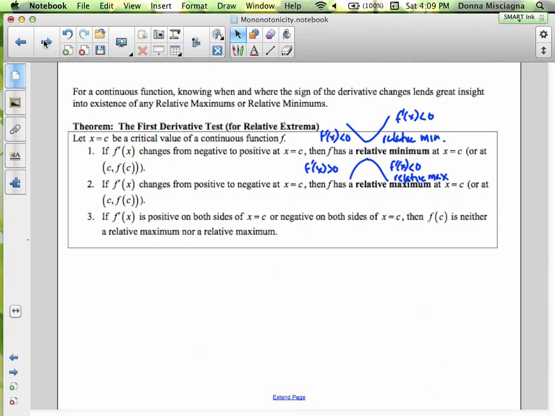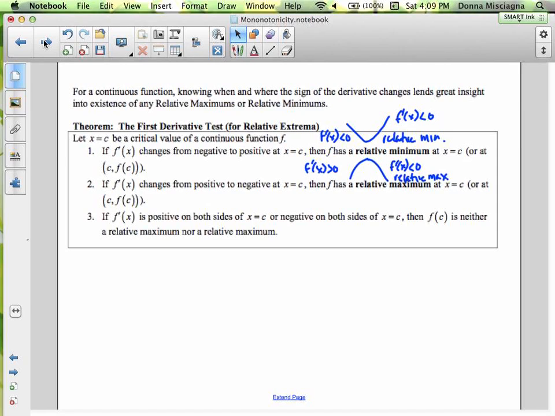All right, so for a continuous function, knowing where the sign of the derivative changes lends great insight into the existence of any relative maximums or relative minimums. The first derivative test for relative extrema: let x equals c be a critical value of a continuous function f. If f prime of x changes from negative to positive at x equals c, then f has a relative minimum at x equals c. And that is located at c, f of c, right? Because we'd have to plug back into the original function.